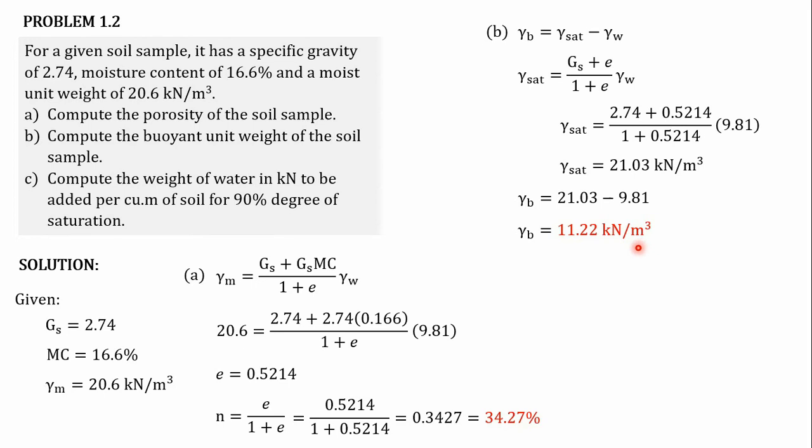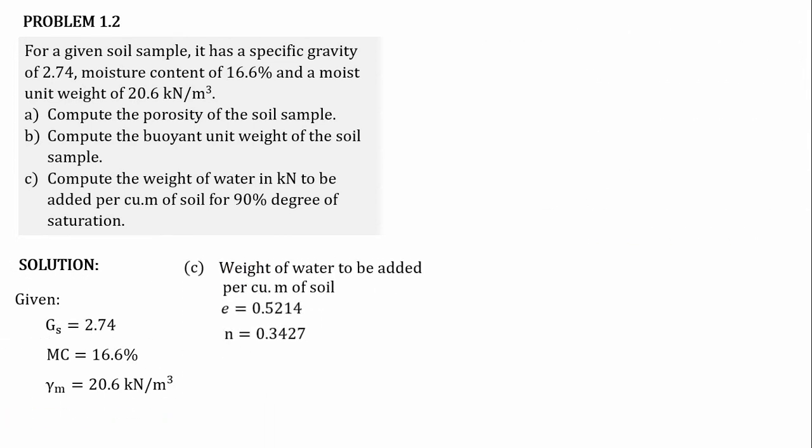Okay, so C, no? How to solve C? Okay, arrange na natin to, no? So, weight of water to be added per cubic meter of soil. Okay? So, ito yung void ratio niya. And then the porosity. Okay? Na-solve na natin to. Okay? Needed natin to solve part C.